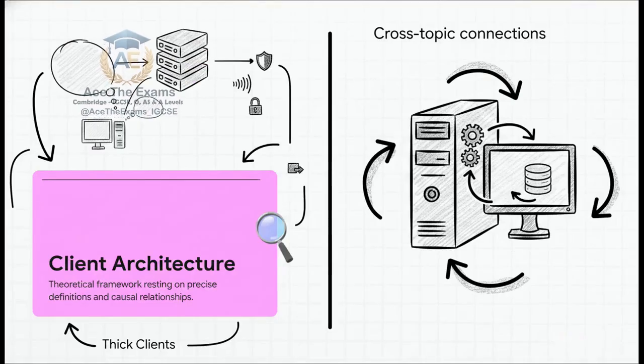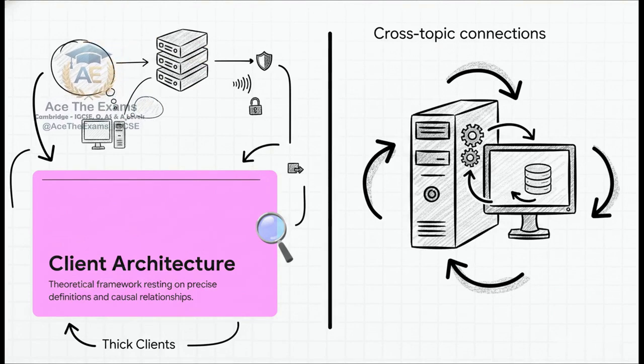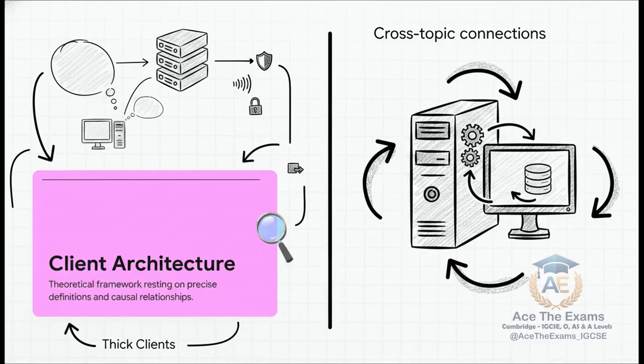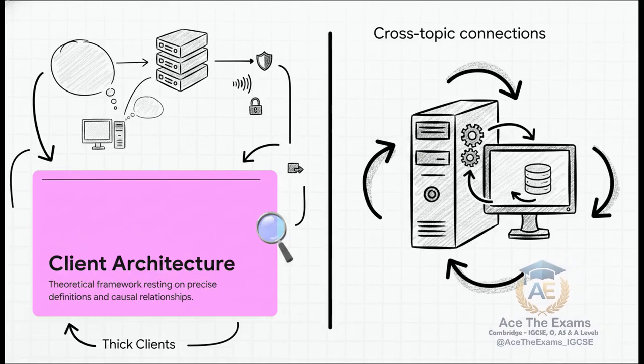Now, before you can start applying the PEEL framework like a pro, you need an ironclad, bulletproof understanding of what these systems actually are, straight from the syllabus requirements. Thin client versus thick client architecture isn't just a basic concept of a weak computer versus a strong computer. If you write that, you get 0 marks. It is a theoretical framework resting on precise definitions and causal relationships. Let's define them properly. A thick client provides rich functionality completely independent of a central server.